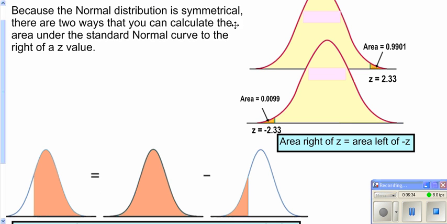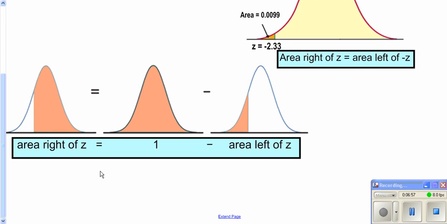Now, your standard normal curve is symmetrical. So if you're looking for what's above a 2.33 or what's below a negative 2.33, it's the same shape, same area, because it's just the reflection of what was over here.